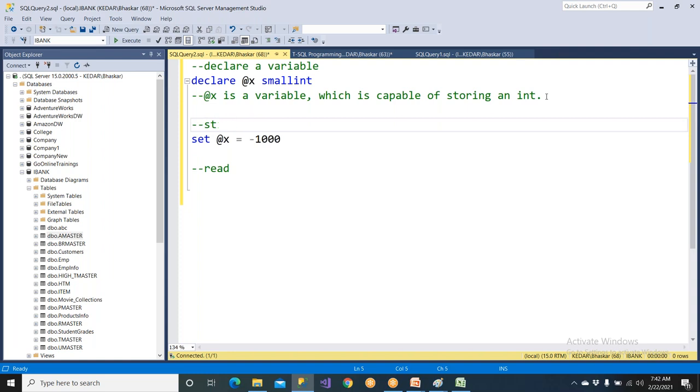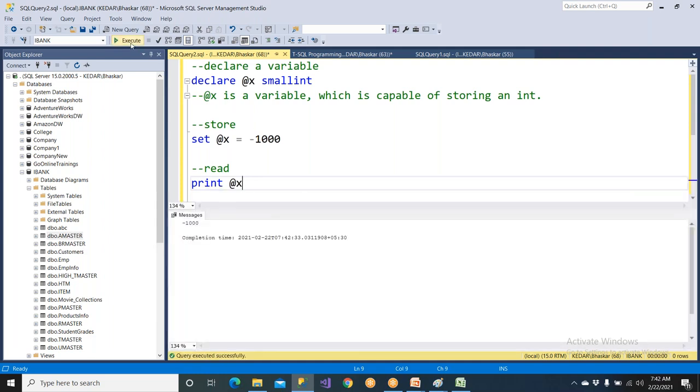That's it. If you know these three things, that is more than sufficient for you. So read means you are going to be using a function called print. Print @x. Now let me execute it. That's it. So it is going to be printing a 5.